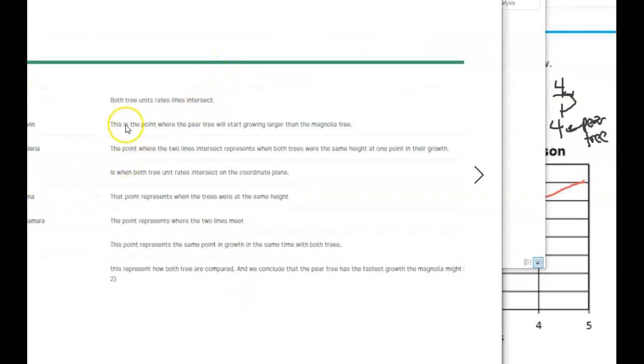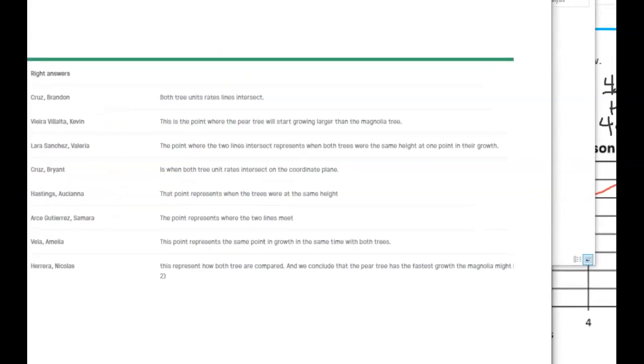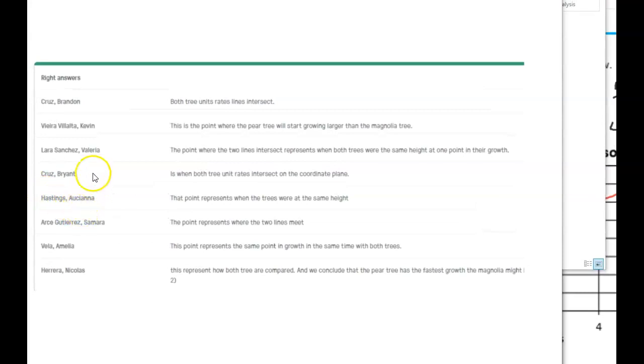Let me pull this out. All right, let's put it over here. So Brandon Cruz put both tree unit rates lines intersect. So that's one answer you could have gotten. Kevin, this is the point where the pear tree will start growing larger than the magnolia tree. Another perspective. Miss Laura, the point where the two lines intersect represents when both trees were the same height at one point in their growth.